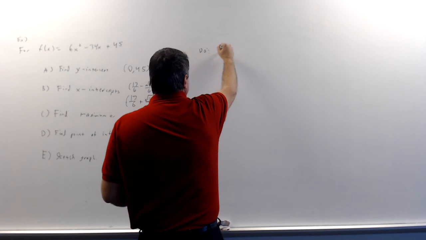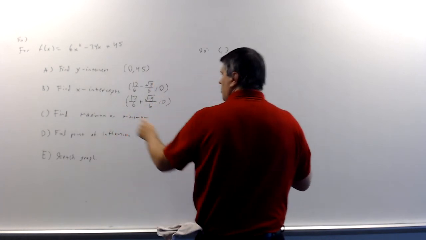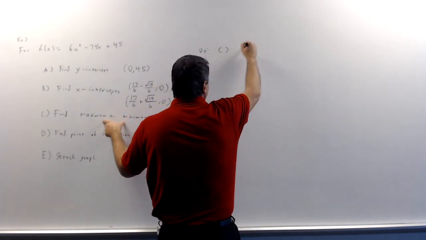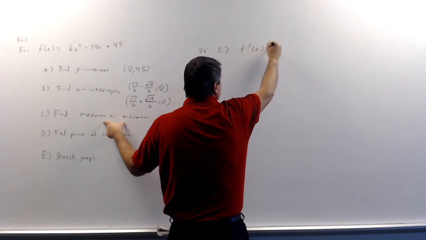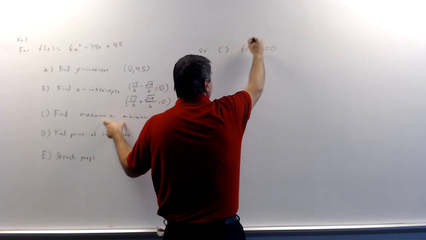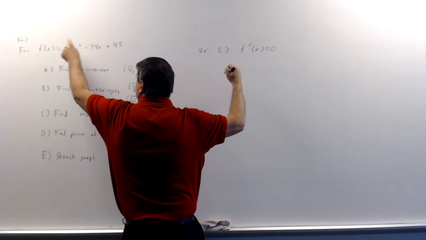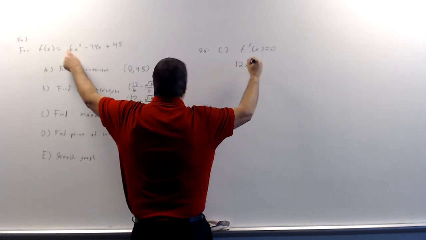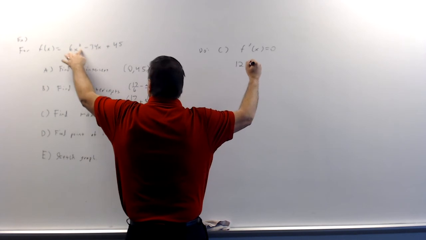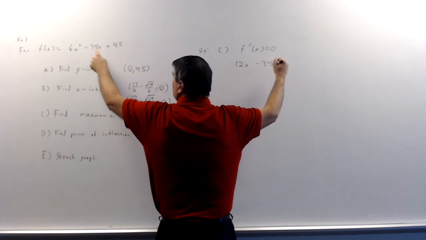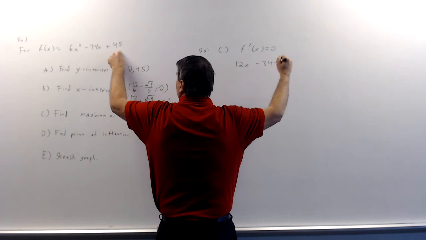Do C. These are possible at f prime of x equals 0. So 2 times 6 is 12, 12x, so this gives me 12x to the first minus 34. The derivative of a constant is 0.